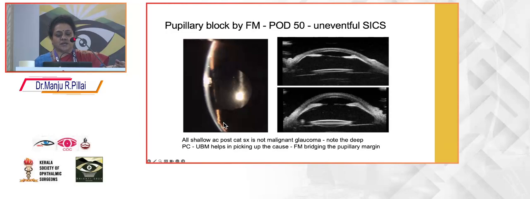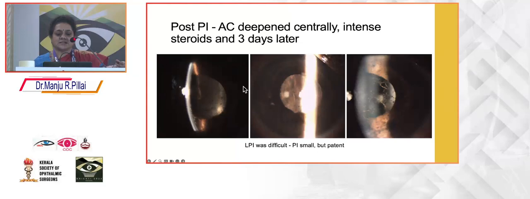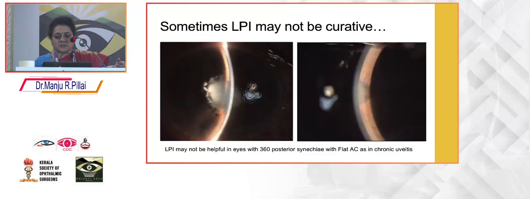So you can do a YAG PI, and if it's not getting resolved, you can even do a fibrin membrane lysis, with intense steroids. After 3 days, the AC deepens well, and the PI is small, but it's patent.